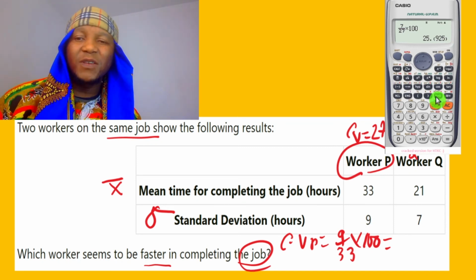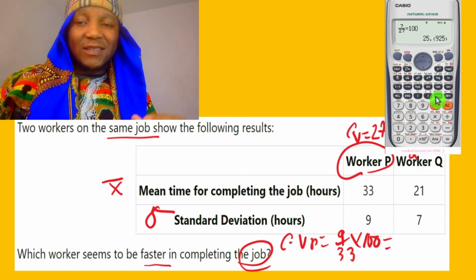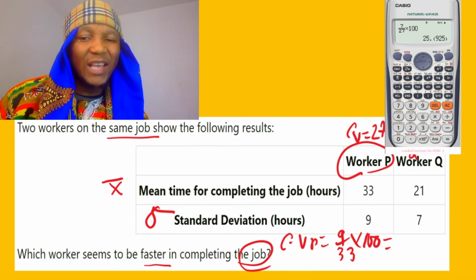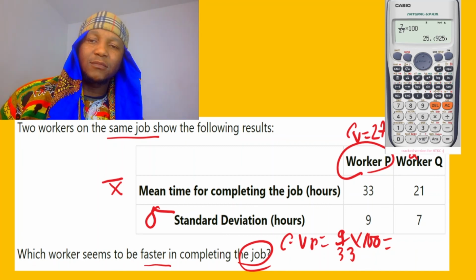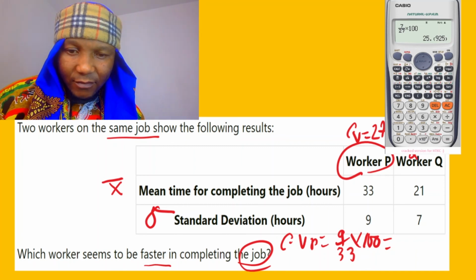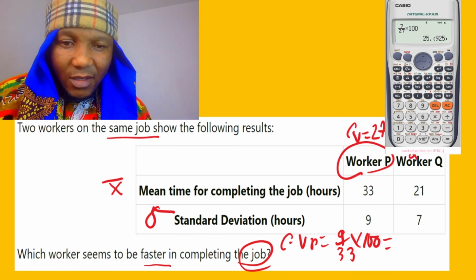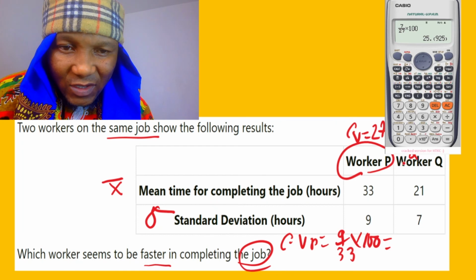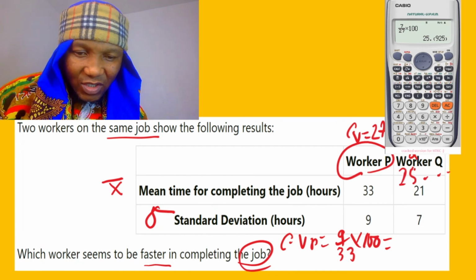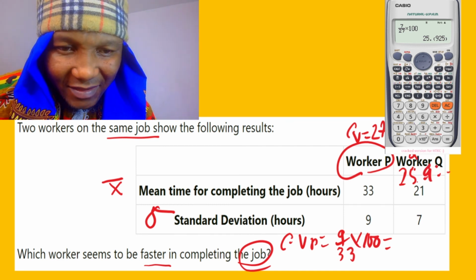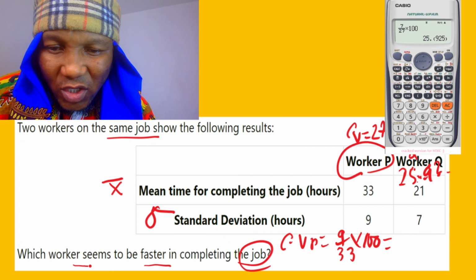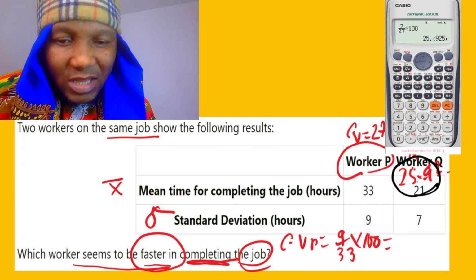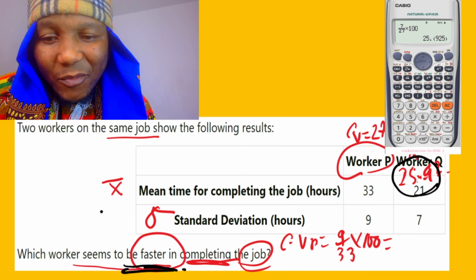So this is smaller. If the coefficient is smaller, then that's going to be your faster one. If you go to the question, they say which worker can be faster to complete the job, so you check the smaller one. The other one is 25 point something, 25.9 something. So the smaller coefficient of variation is the one which completes faster, or sometimes you can say it's the consistency.